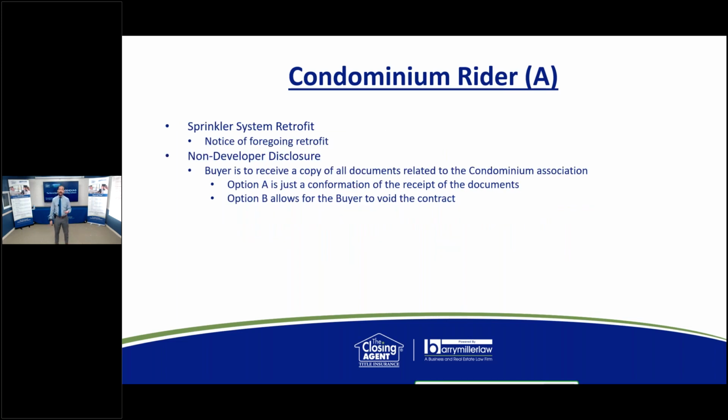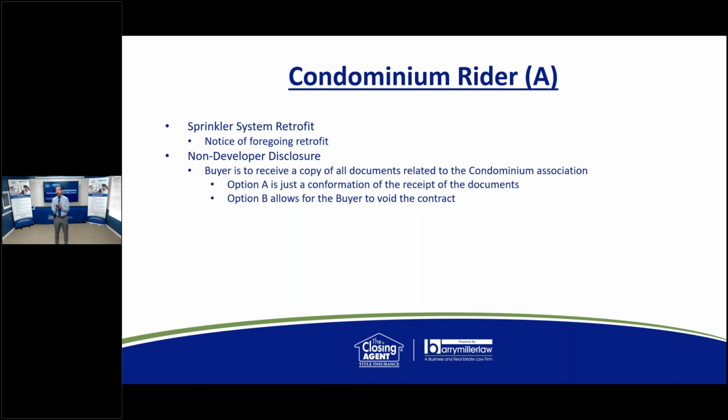You got to make sure that with the non-developer disclosure, the buyer has to receive a copy of the documents. And that's another thing to ask the association when you talk to them. Can you give me the URL link? That way you can put that in your realtor remarks and also disclose that on the condominium rider of where that's available. So option A is the confirmation that they received the documents, and B is that saying that they want the documents, which allows the buyer to void the contract if they don't have it.